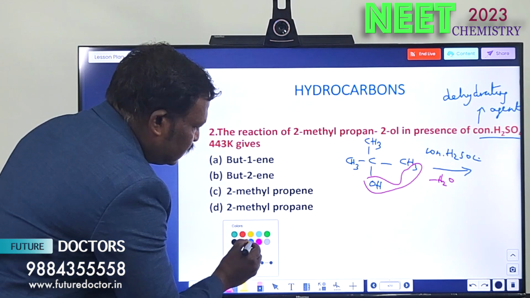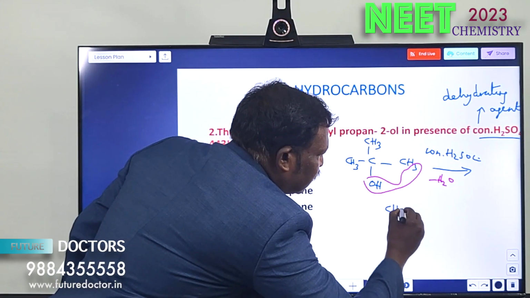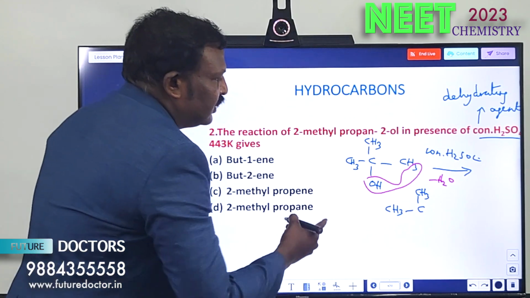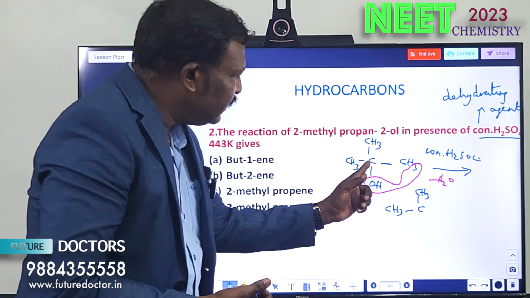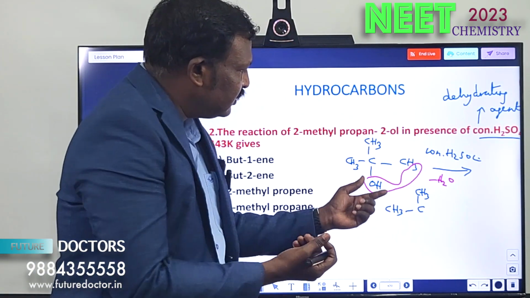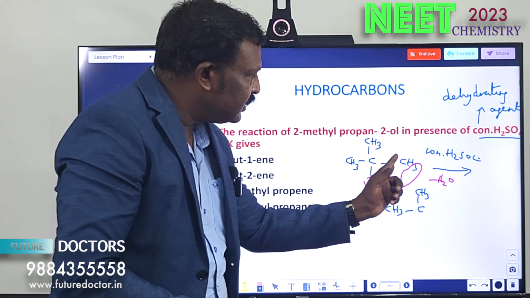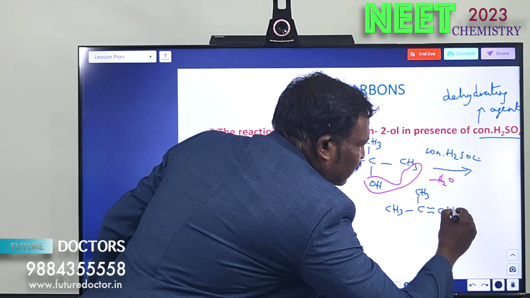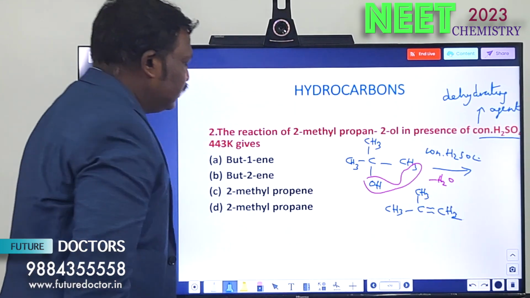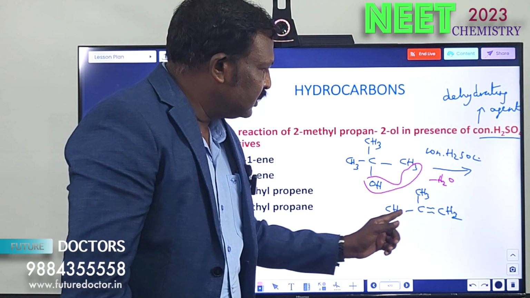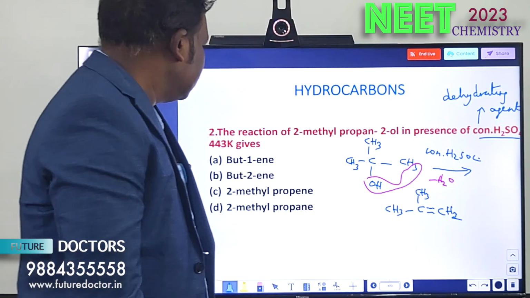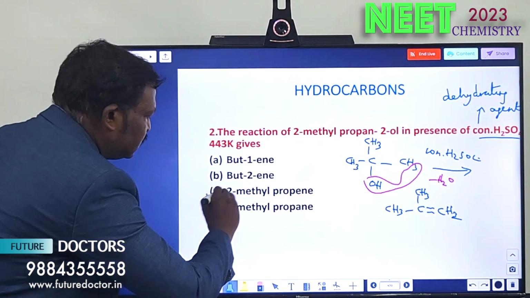Now the product will be, what's the product? CH3, simple one. Here, we are removing the H2O molecule between this carbon and this carbon, no? Then the double bond will come between this carbon and this carbon. So here double bond will come. Here already CH3, now CH2. Now what's the name of this compound? 1, 2, 3. 2 having methyl, no? 2 methyl propene. 2 methyl propene is the answer. C is the correct one.